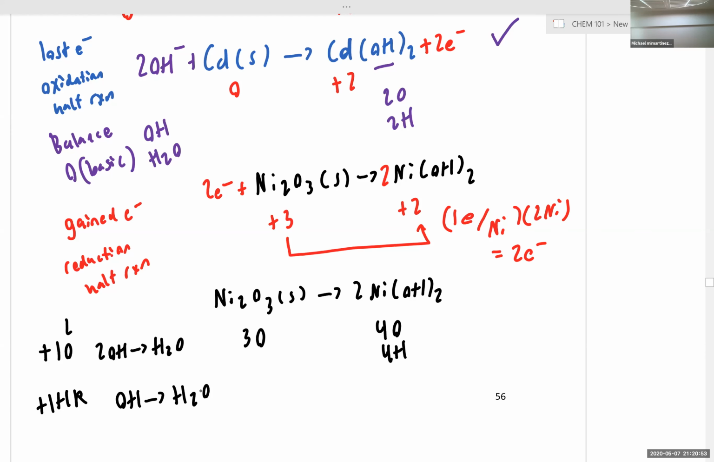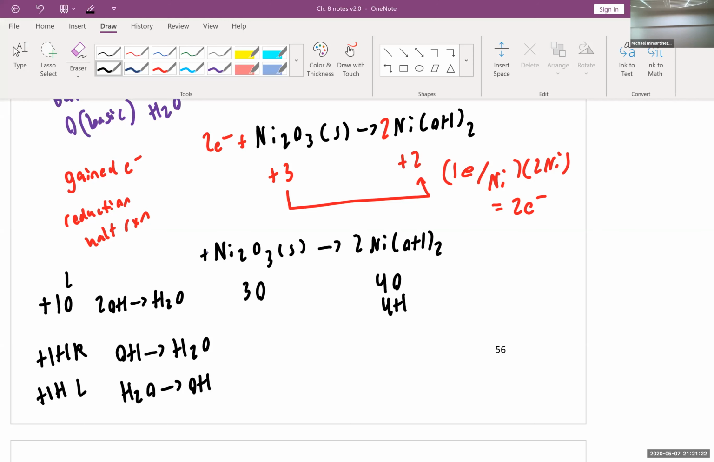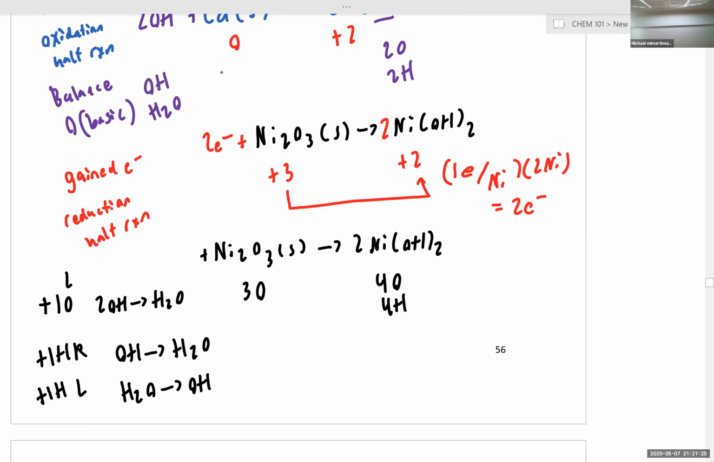If we need to add 1 hydrogen to the left, we'd use this pair. So then, my question to all of you is, how many oxygens do we need to add to the left? We do need 4 hydrogens on the left, and we'll get to that in a moment, but how many oxygens do we need on the left?